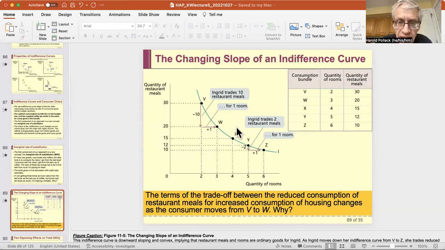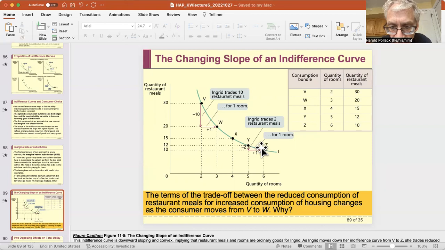So this is really the trade-offs that are picked up. This is basically the slope of that curve here. So between V and W, if I'm indifferent between V and W, it's basically saying going from 2 rooms to 3 rooms, the benefit of doing that is equivalent to the loss in my well-being of going from 30 meals down to 20. That's why I'm on the same indifference curve. Those two things have to offset each other if I'm on the same indifference curve.